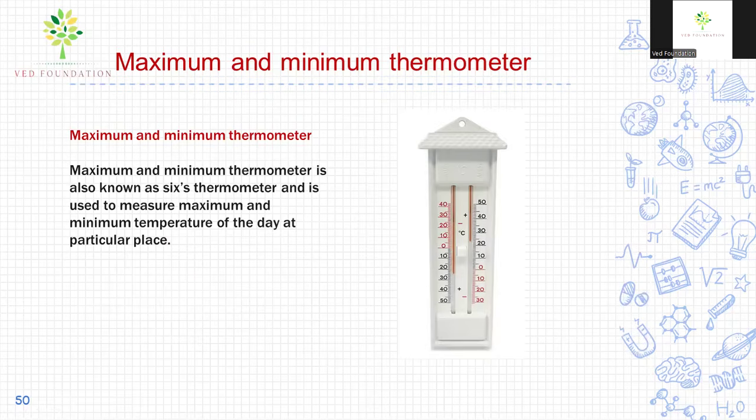Maximum and minimum thermometer. The maximum and minimum thermometer is also known as Six's thermometer and is used to measure the maximum and minimum temperature of the day at a particular place. It is used in meteorology for forecasting weather conditions.